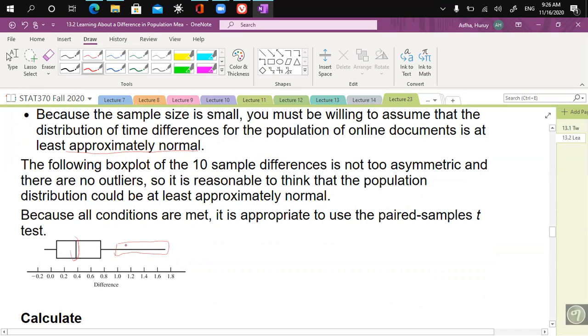So it's not super skewed here. If, for example, the central line, the median, was somewhere over here, yes, it would have been skewed. But in this case, it being long on the right side tells us it's kind of skewed, but not too much. Therefore, we can still assume it's approximately normal because the median is more or less at the center. Therefore, I can use the paired sample t-test.